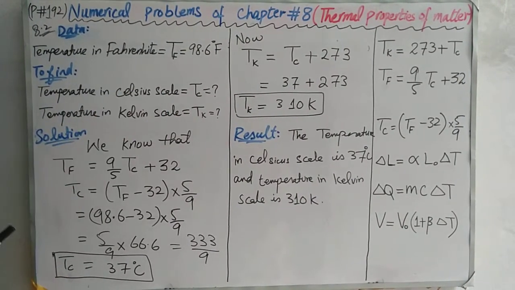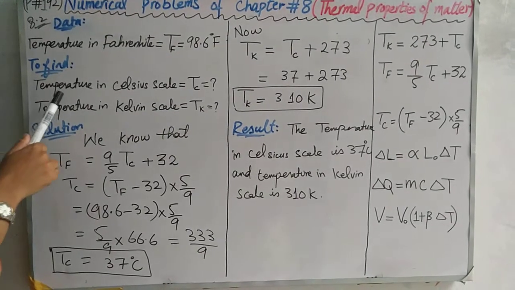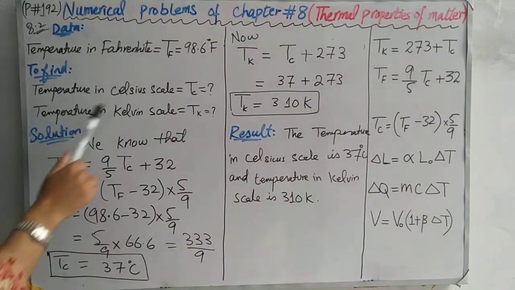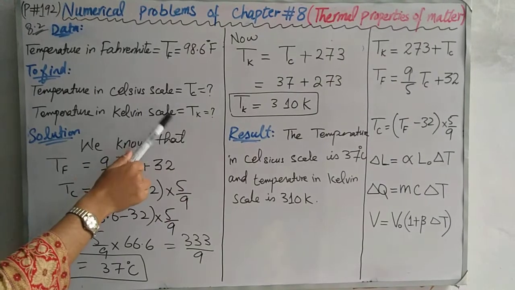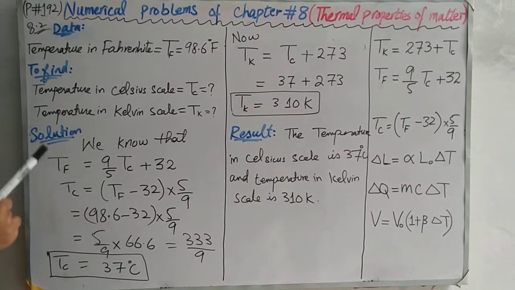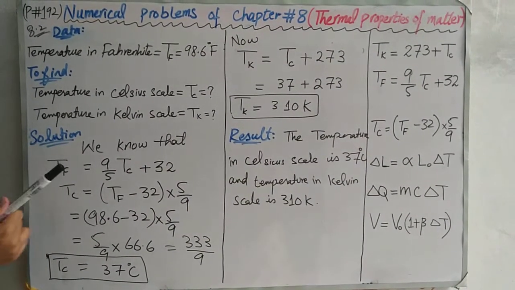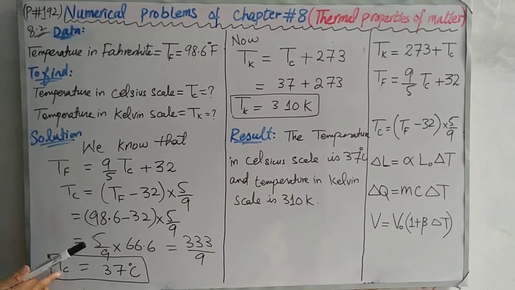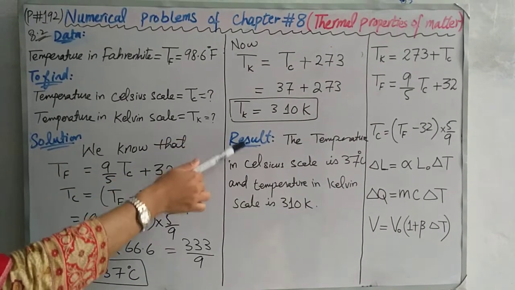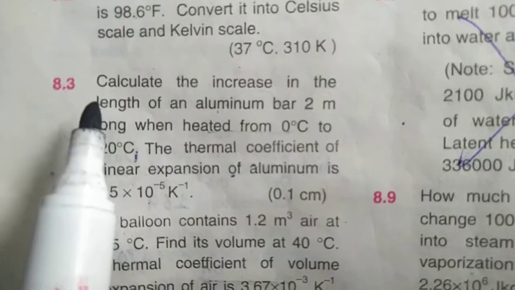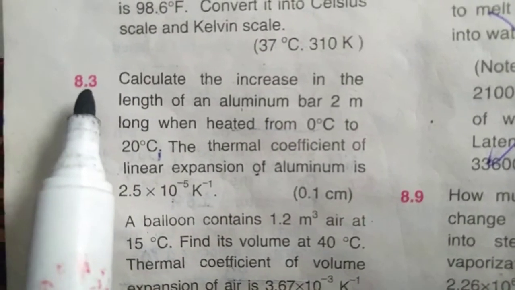What we have to find out, we have to find out the temperature in Celsius scale and temperature in Kelvin scale. By using the given formula from your book, we have calculated the temperature in degree centigrade and temperature in Kelvin scale. Numerical 8.3.